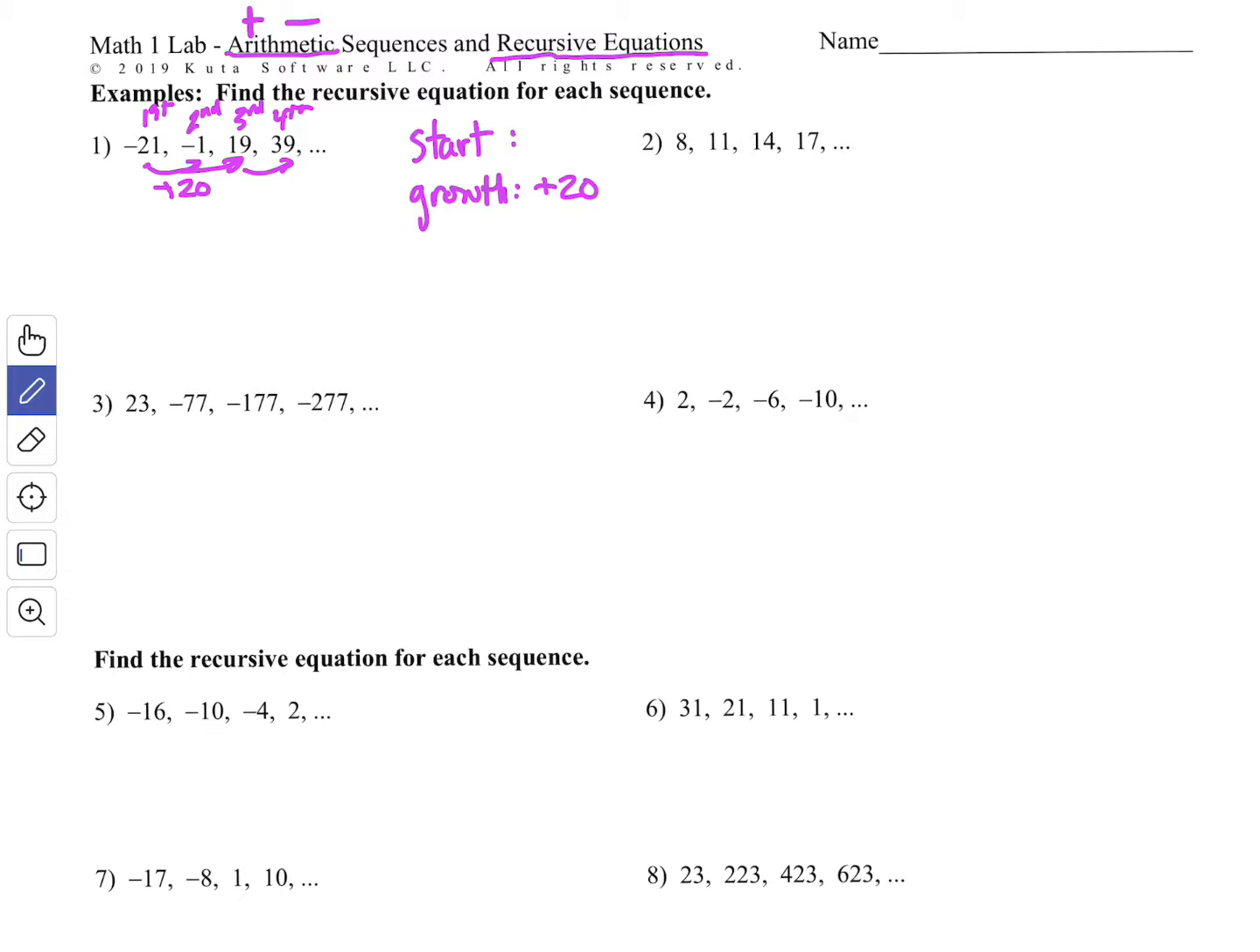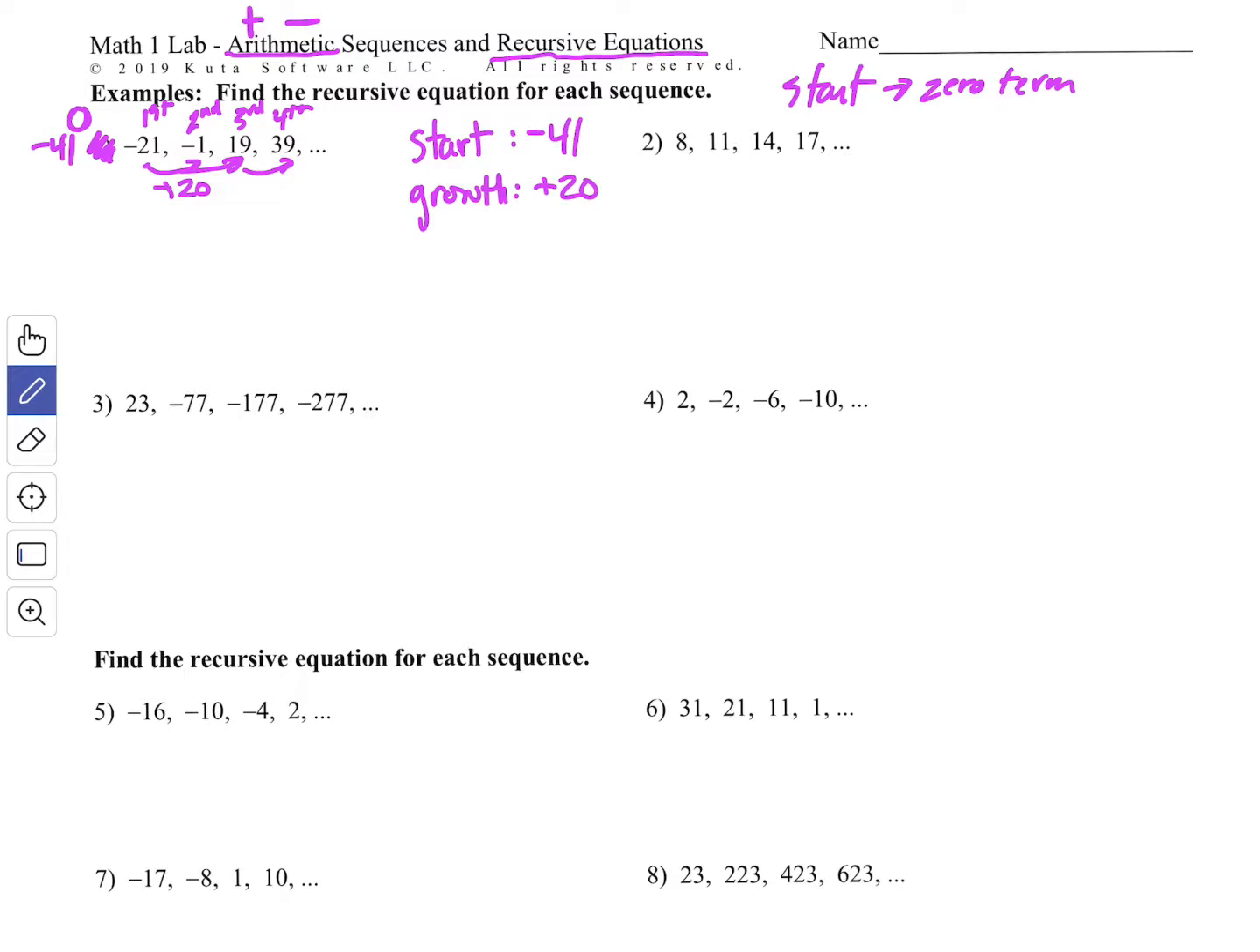Now, the first term really isn't the start. When we talk about what the start is, mathematically, we think of that as the zero term, okay? The term before the first, where it begins. So we'd have to go back here, going backwards using our pattern to find that start number. We do that, and it helps us later on when we deal with explicit equations, and some other things. So it's just a good habit to get into. So this would end up being negative 41, because negative 41 plus 20 is negative 21, okay? So there's our start and our growth.